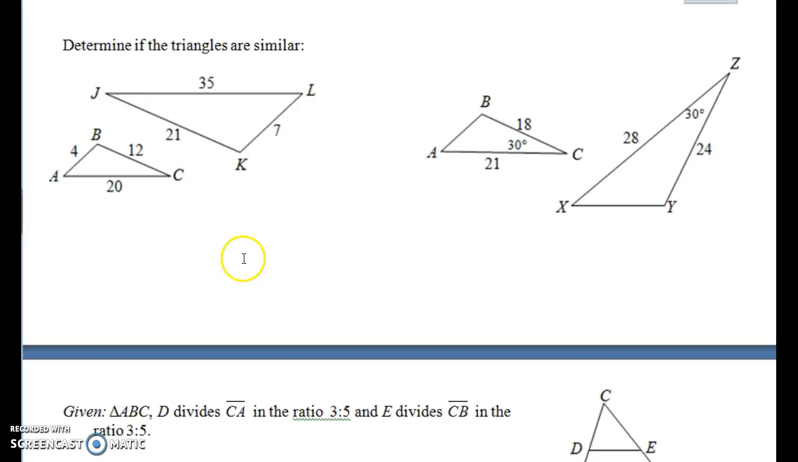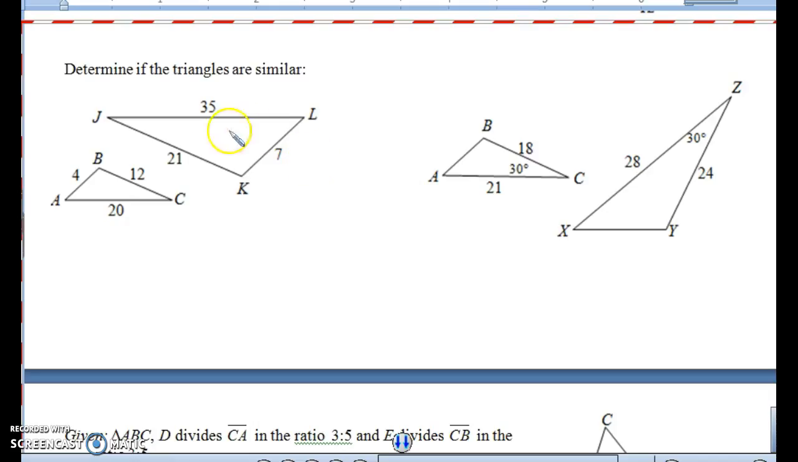All right, now let's determine if these triangles are similar. Looking at what we have here, all we have is lengths of sides. So what we have to do is determine whether or not these two triangles are similar based on length of sides. Well, that means all three sides would have to be in proportion. All right, so let's start with the shortest side. What is the shortest side of ABC? Well, that would be AB.